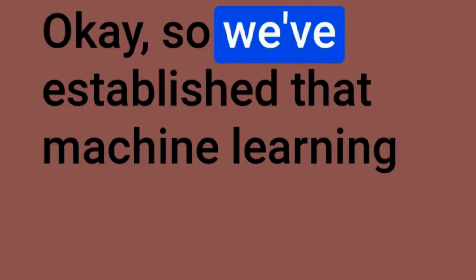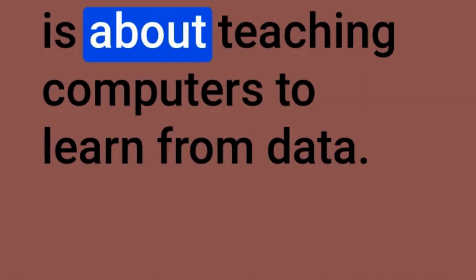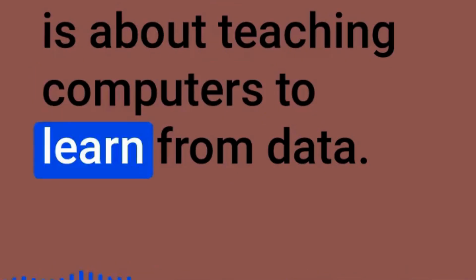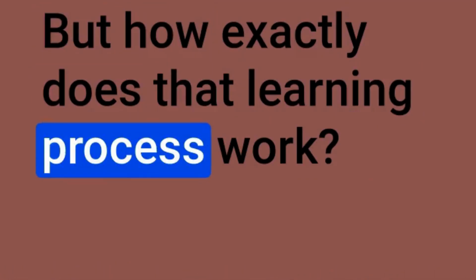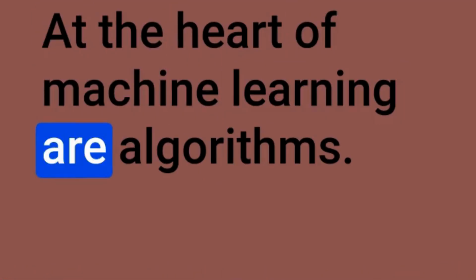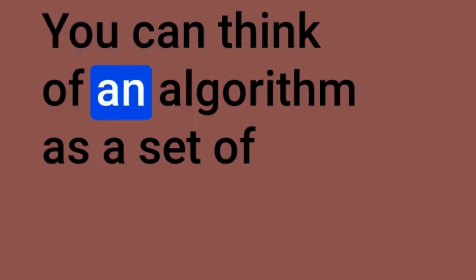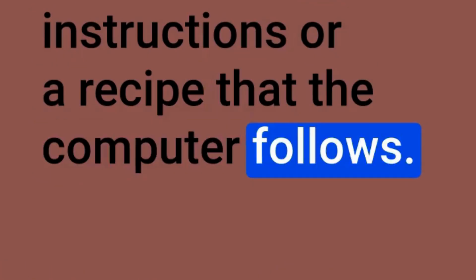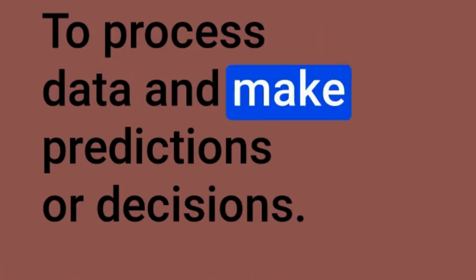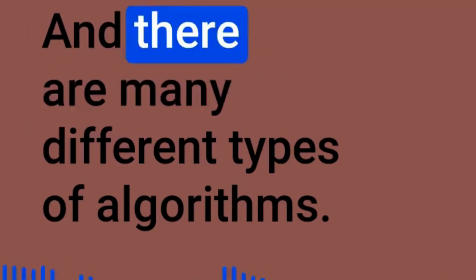Okay, so we've established that machine learning is about teaching computers to learn from data. But how exactly does that learning process work? What's going on under the hood? At the heart of machine learning are algorithms. You can think of an algorithm as a set of instructions or a recipe that the computer follows to process data and make predictions or decisions. And there are many different types of algorithms, each suited to different kinds of tasks and data.